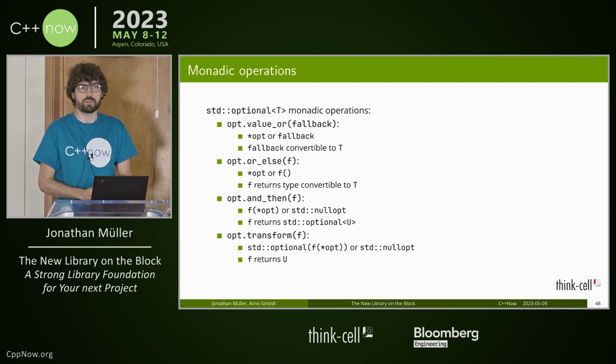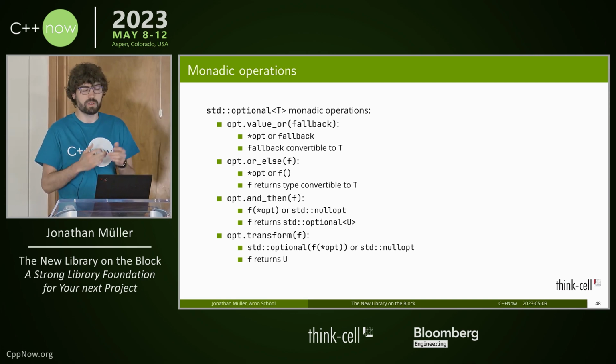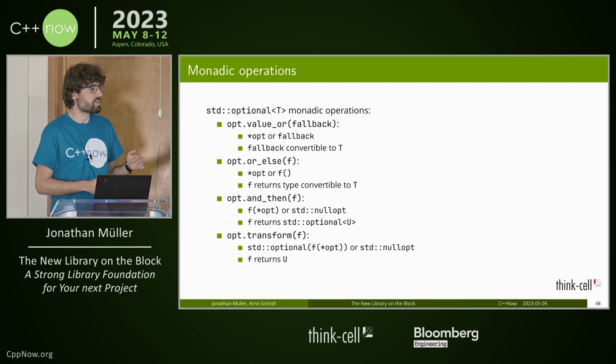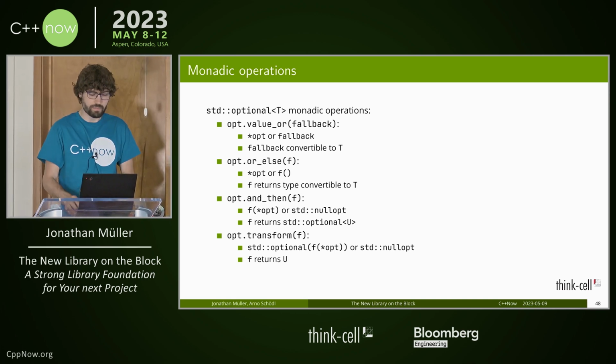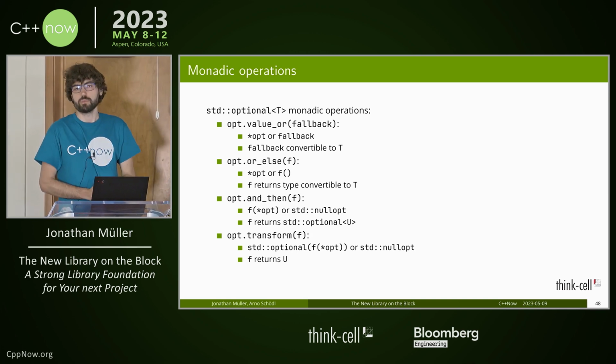So the function in that case returns some optional U. Transform is similar. It just will wrap the result of the function inside an optional. So the only difference between transform and and then is that in and then the function returns an optional, whereas in transform it just returns anything. Those are very convenient, but they only work for std optional.